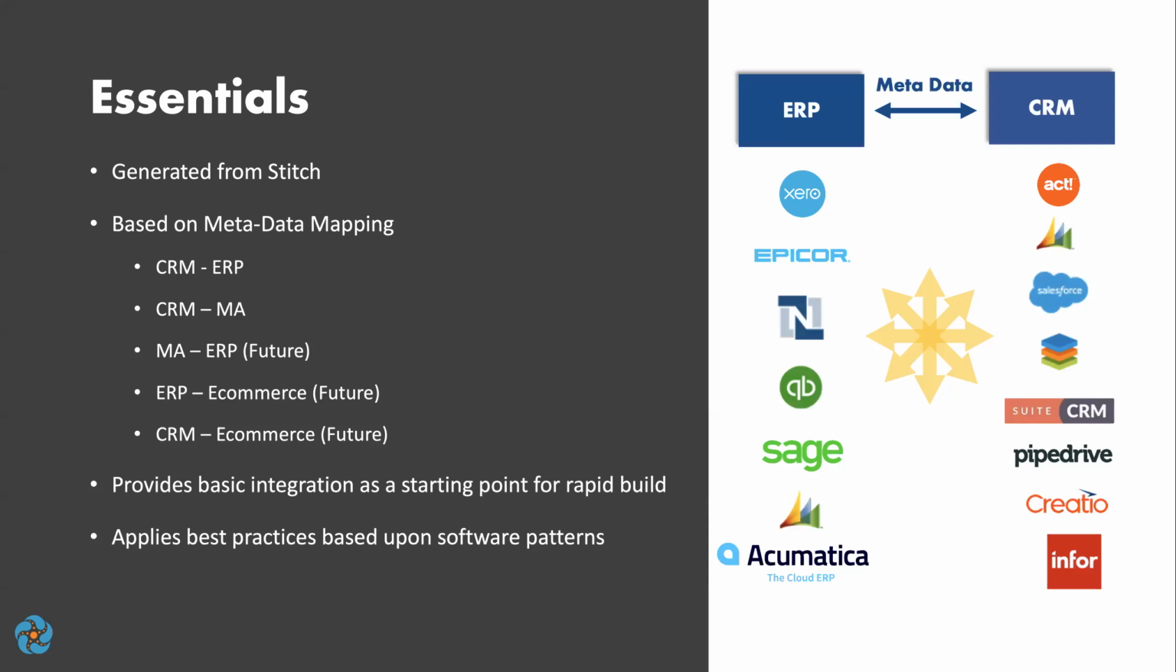Our Essentials. So again, as we talked about before, Essentials has a metadata map. Right now we have these CRMs mapped into the CRM metadata. We have these ERPs mapped into the ERP metadata. And what happens is every time we add a new ERP or CRM, it generates all the permutations. And so as I pointed out before, we have CRM to ERP now.